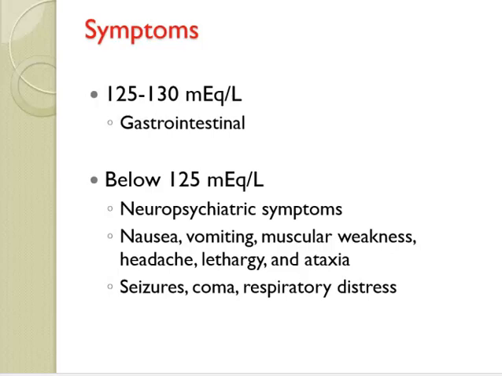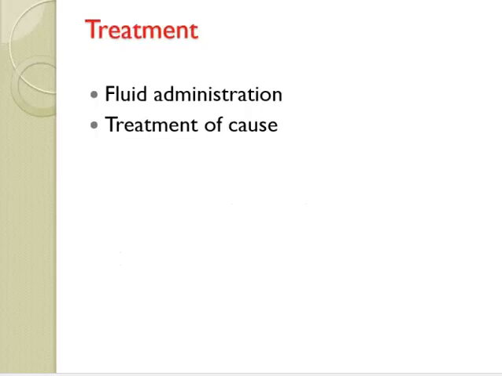Some symptoms you might see with hyponatremia: if you see a range of 125 to 130 milliequivalents per liter, you might see some gastrointestinal problems. Below 125, you might see neuropsychiatric symptoms: nausea, vomiting, muscular weakness, headache, lethargy, ataxia, seizures, coma, and respiratory distress. Treatments for hyponatremia include fluid administration and treatment of the underlying cause. So it may be treatment of the kidney problem, the gut problem, etc., whatever is actually causing the problem.